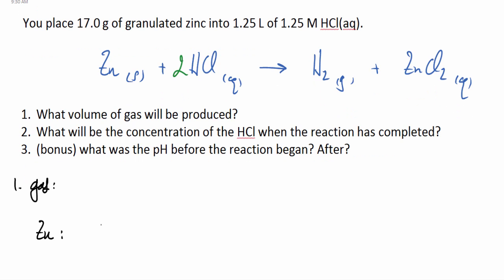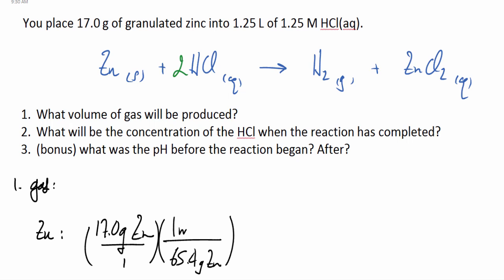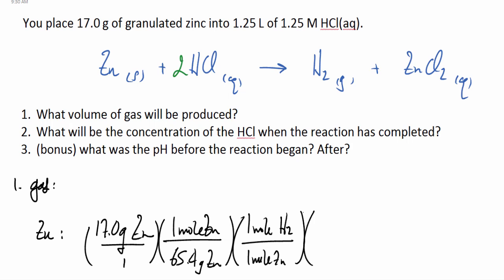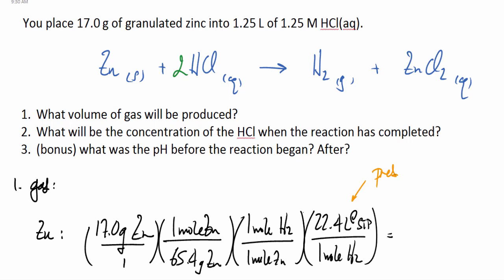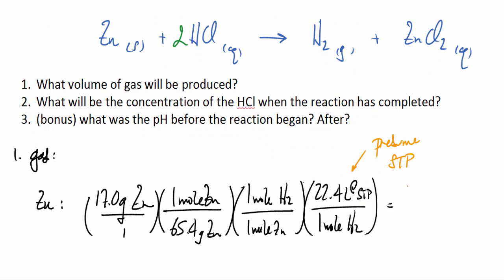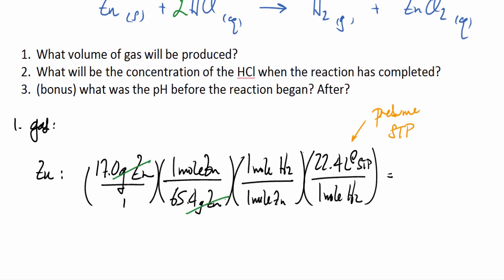The first question is, what volume of gas will be produced? That's the hydrogen gas here. So let's start with the zinc. Presuming we react all of 17 grams of the zinc, there's 65.4 grams in 1 mole of zinc. And 1 mole of zinc that reacts gets you 1 mole of hydrogen gas. Finally, we'll need here the standard molar volume of hydrogen gas. All gases are 22.4 liters at STP. And we have to presume STP here. We don't have other information, so we'll go with that.